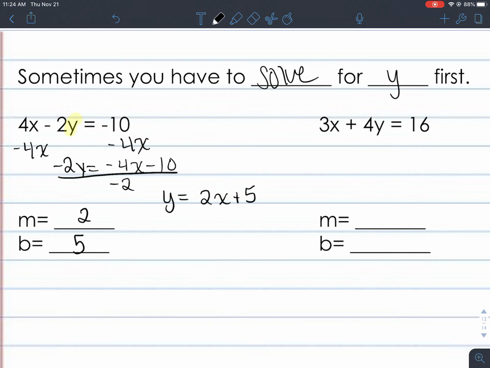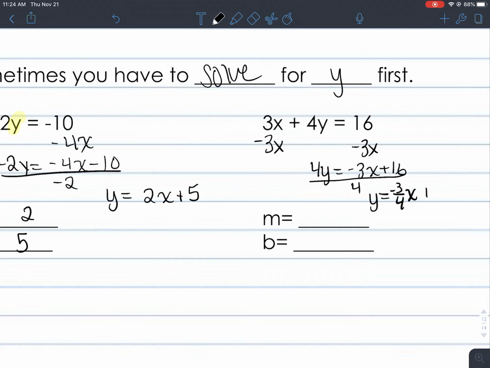And then for the next part, we're going to get y by itself. So we're going to subtract 3x on both sides. And then I'm going to divide everything by 4. So I get negative 3/4 x plus 4. So your slope is the negative 3/4, and then the y-intercept is just a positive 4.